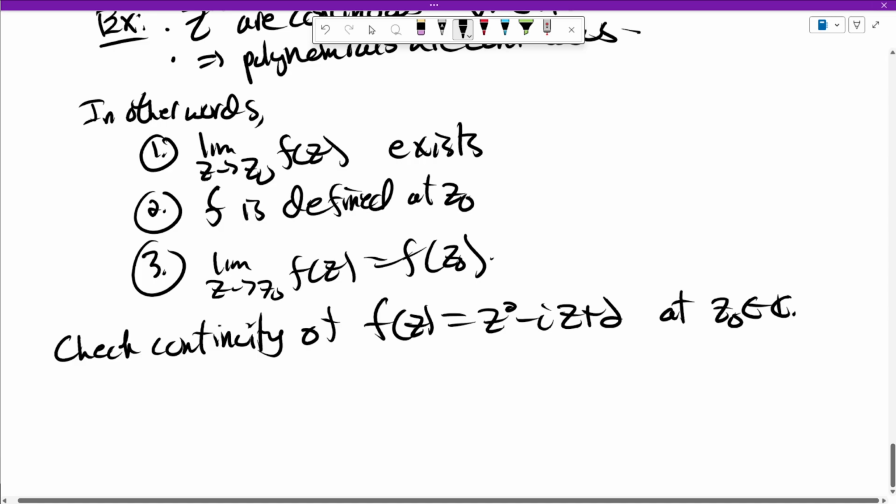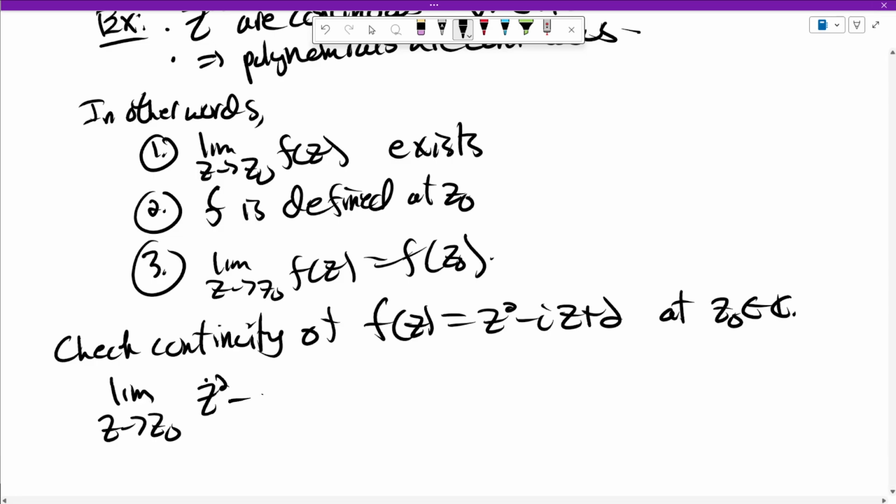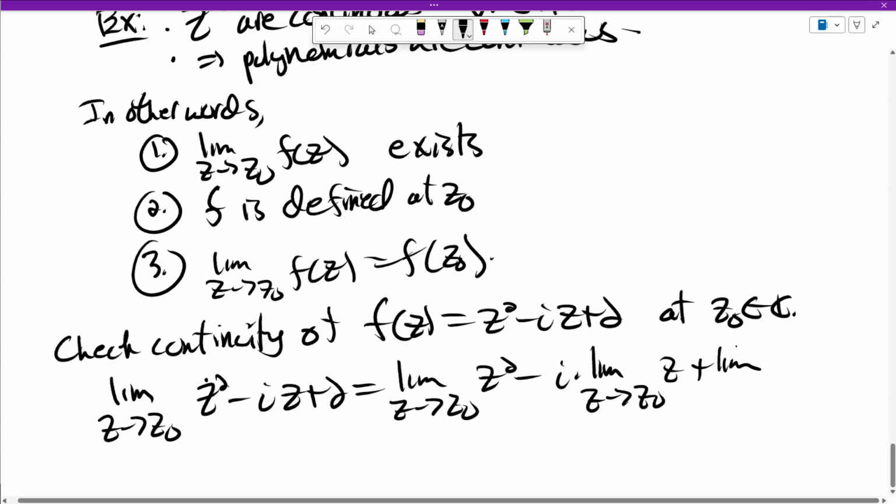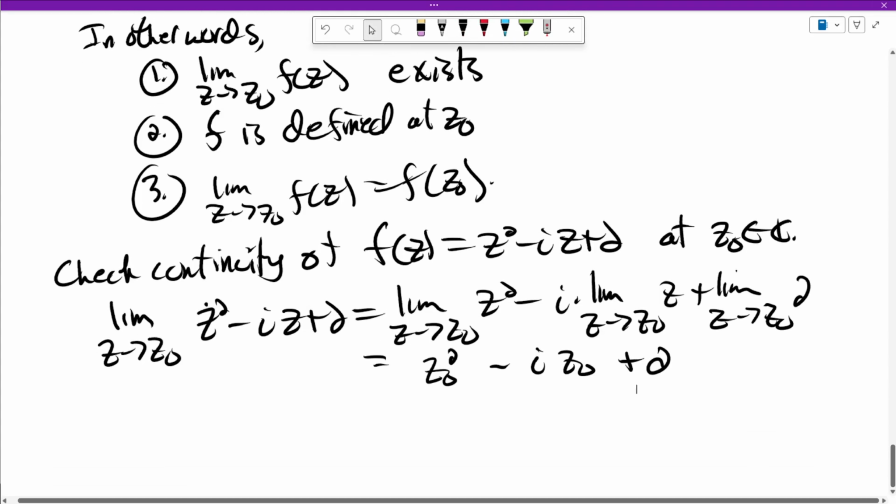In particular, this function is continuous everywhere. There's no bad points. Okay. So we went over in the previous video how to use limit rules to break this up as the limit as z goes to z naught of z squared minus i times the limit as z goes to z naught of z plus the limit of a constant. And in particular, we showed that these power functions have limit z naught, in this case z naught squared. That's going to be i z naught, and that's going to be 2. Great. So the limit certainly exists.